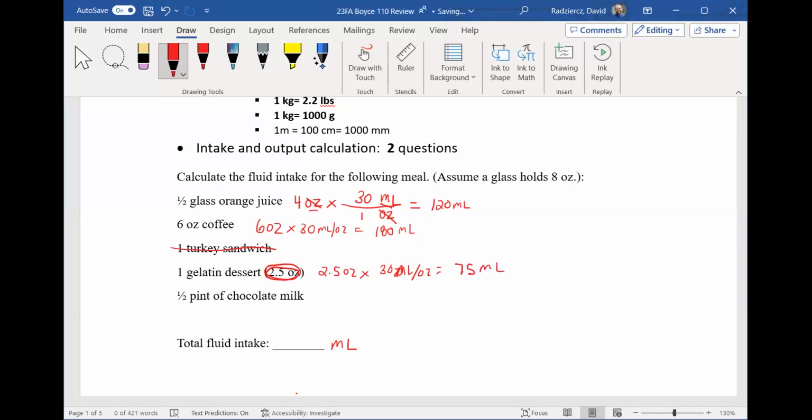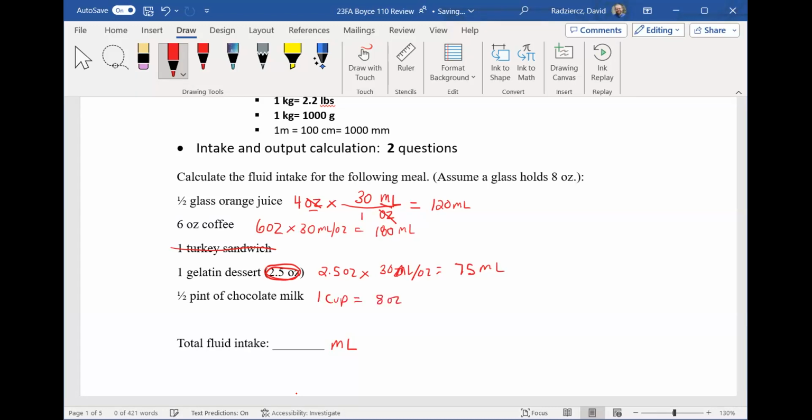And then a half pint of chocolate milk. I mean, isn't chocolate milk just chocolate ice cream melted? But that's where I have a hard time. So a half pint is the same thing as 1 cup, which is the same thing as 8 ounces.